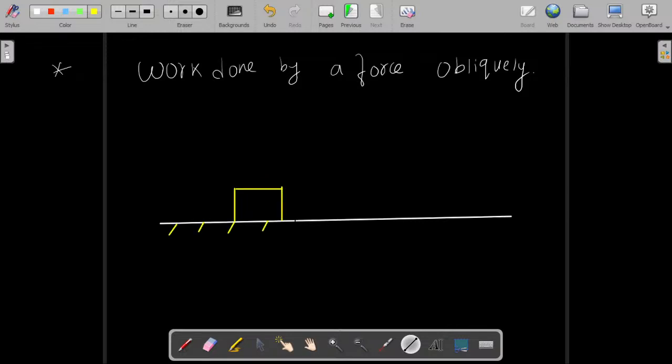Draw it. This is the surface. And you are applying a force in an inclined way. In this way you are applying the force, and displacement is toward this. So you notice one thing here: the force direction is this and displacement is this, so there is some angle between them. You are not applying force simply in this way or that way. You are applying a force at some angle.